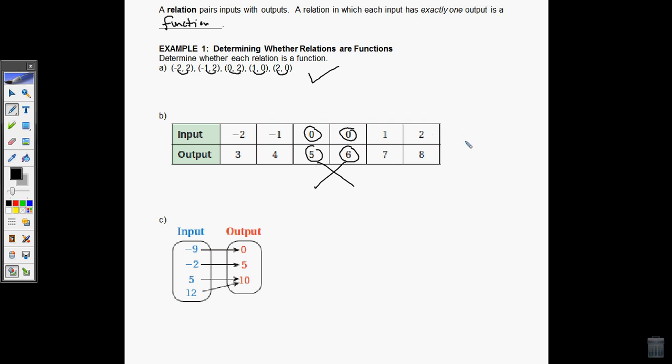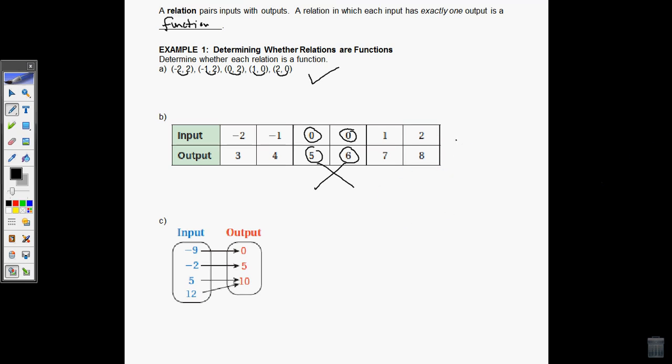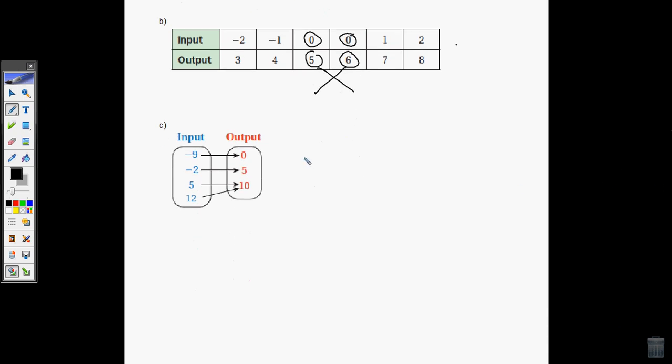Is it still a relation? Yes, it is. But that relation is not a function. Some relations just aren't function material, you know? You gotta let them know.